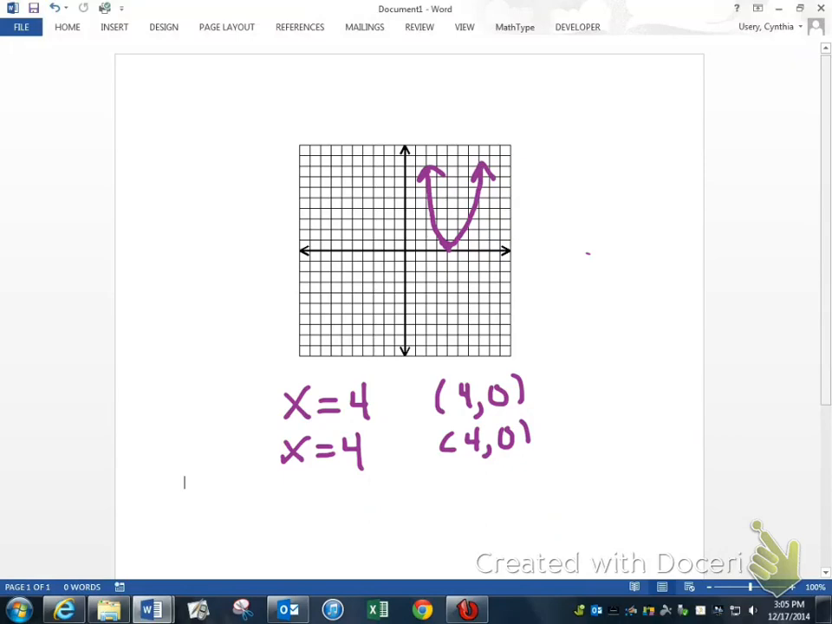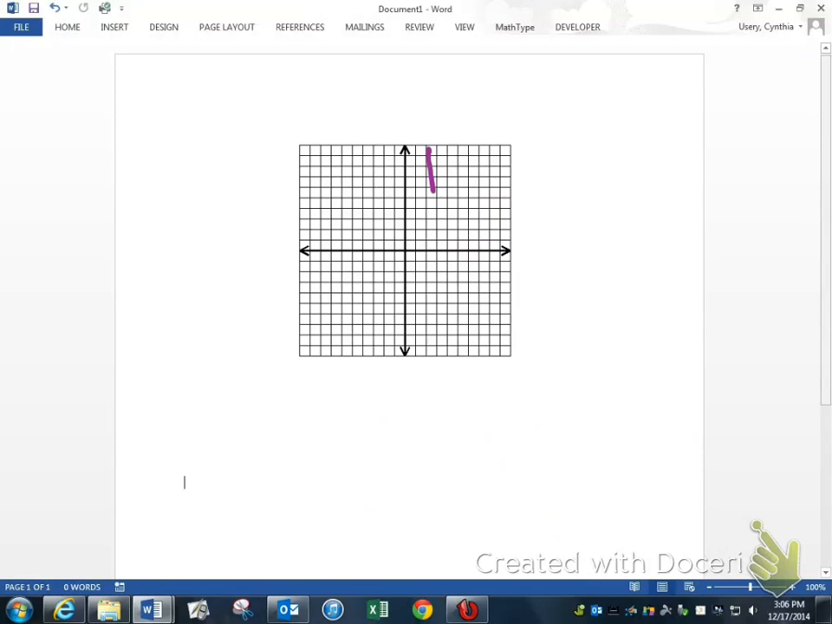Sometimes you can have no solutions. So let's look at another one. And this one would have no solutions. This one right here has no solutions because you'll notice it doesn't ever touch the x-axis. So there's no solutions, no roots, no zeros, no x-intercepts. You just put none for all of that. And that's really all there is to it.